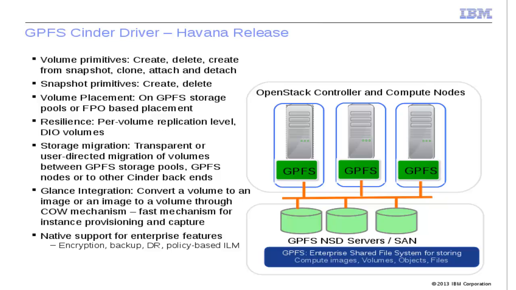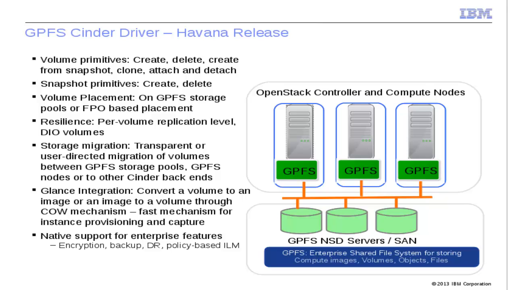In the OpenStack Havana release, the GPFS Cinder driver provides all of the required driver functions, allowing you to create and manage Cinder volumes and snapshots. Volume placement can be optimized for locality using the GPFS FPO, or File Placement Optimizer, option, or for performance using tiered storage data pools. Data resilience is provided with replication level and direct I/O settings on a per volume basis.